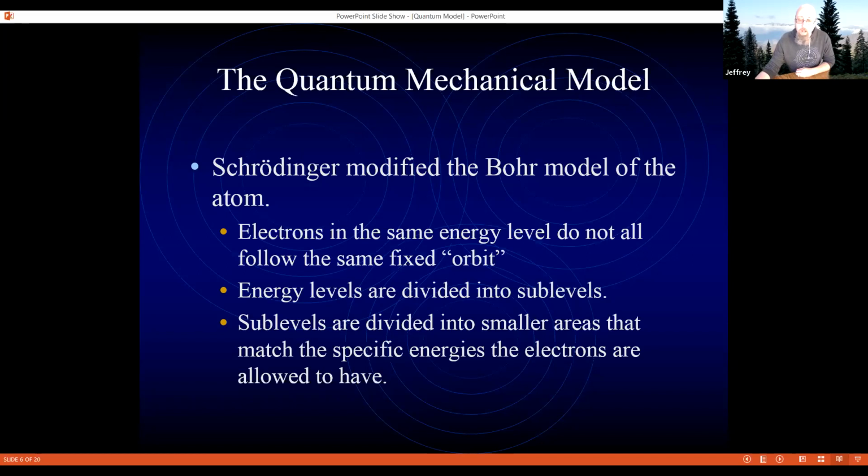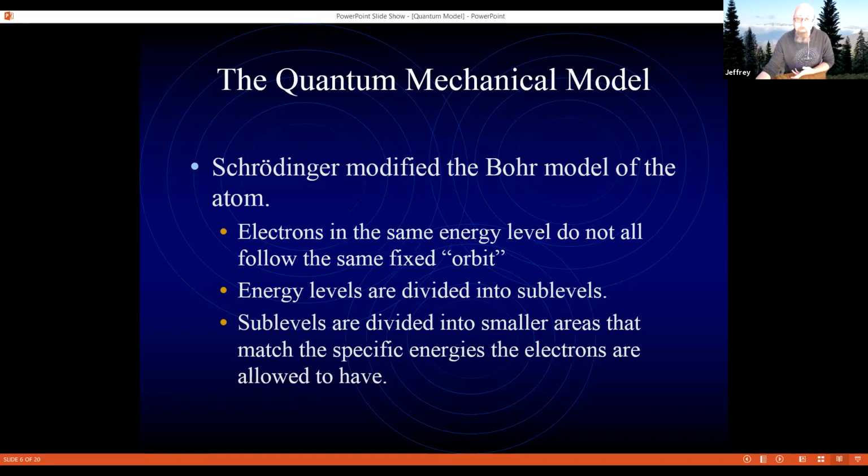So electrons do not all follow a fixed orbit. They're not all at the same distance away from the nucleus in their energy levels. They're not even all the same energy in their energy levels. The energy levels are now going to be broken down into sublevels.